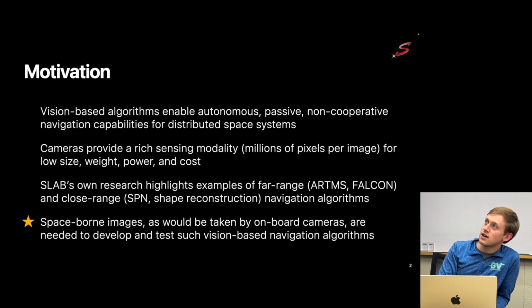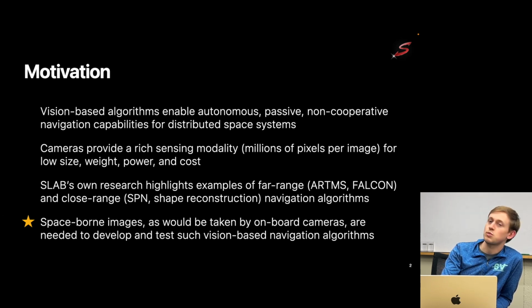The motivation here is that, as we all know, vision-based navigation algorithms enable a lot of autonomous capabilities for passive, non-cooperative navigation in distributed space systems. Cameras themselves offer a very rich sensing modality given their low size, weight, power, and cost. And our own research is, of course, propped up by a lot of vision-based navigation algorithms at both far range for angles-only navigation and close range for pose estimation and shape reconstruction. And as a whole, you need space-borne imagery in order to develop and test these algorithms. So that's the focus of this presentation.